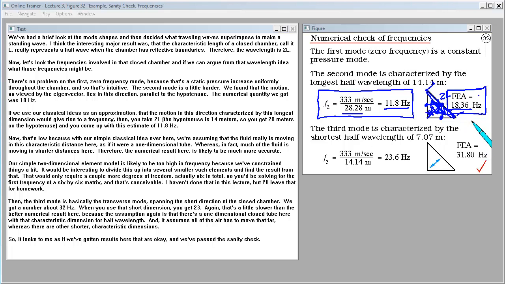Then the third mode is basically the transverse mode spanning the short direction of the closed chamber. We got a number about 32 hertz. When you use that short dimension, you get 23. And again, that's a little slower than the better numerical result here, because the assumption again is that there's a one-dimensional closed tube here with that characteristic dimension for half wavelength, and it assumes all the air has to move that far, whereas there are other shorter characteristic dimensions. So it looks to me as if we have gotten results here that are okay, and we've passed the sanity check.